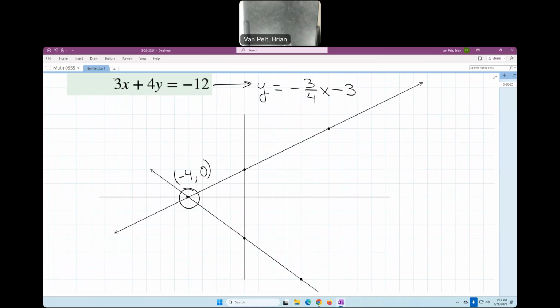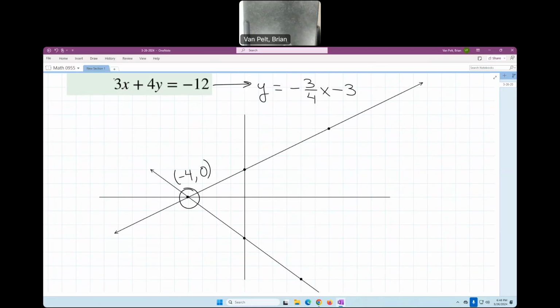Another thing that can happen with these lines is this, parallel. Will they intersect? If they're parallel, they will not intersect, which means there will be no solution. And then there's actually a situation where they could both be the same line.